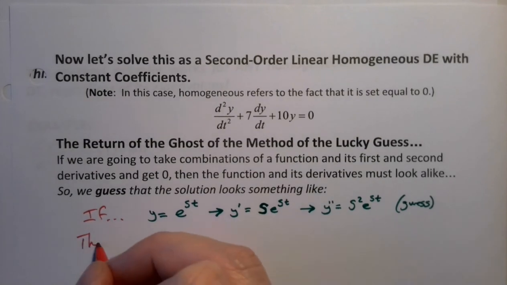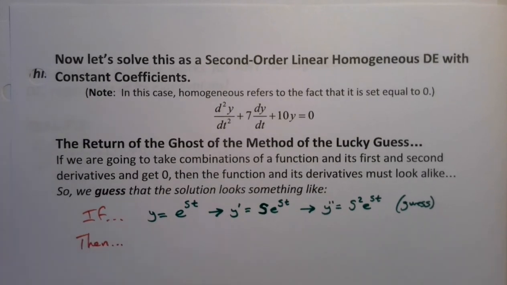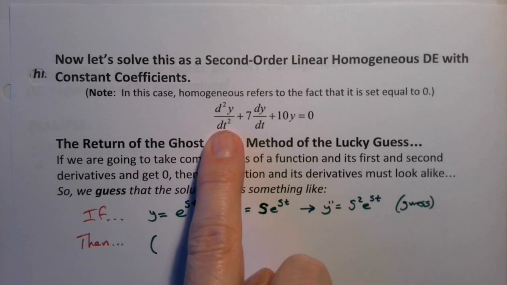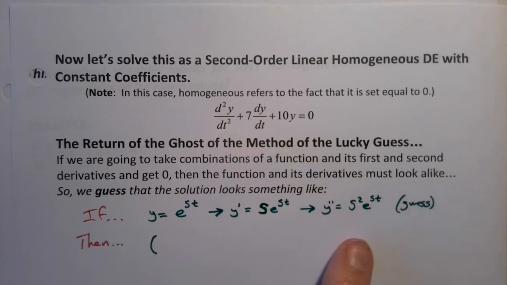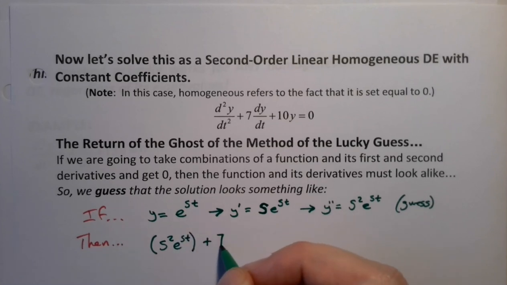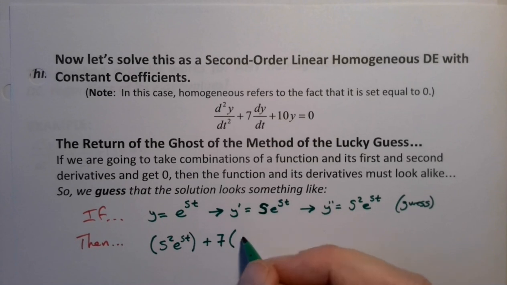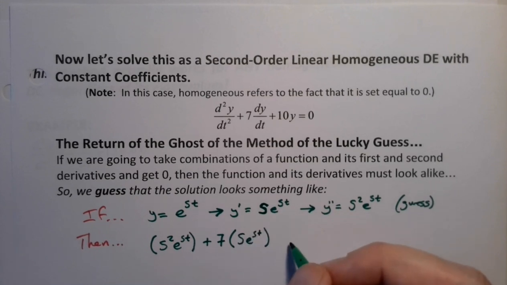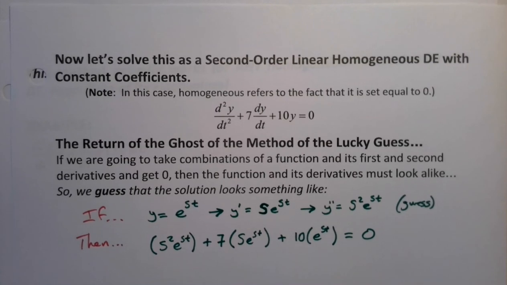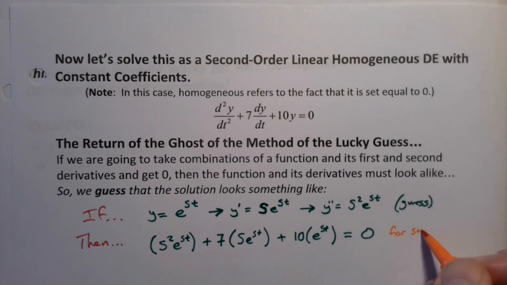If that's true, then we should be able to substitute that back into our second order differential equation. That means my second derivative, d2y dt squared, so s squared e to the st, plus 7 times s e to the st, plus 10 times the original guess, e to the st, must be equal to 0. And of course, we can cancel that out. This must be true for some s value.